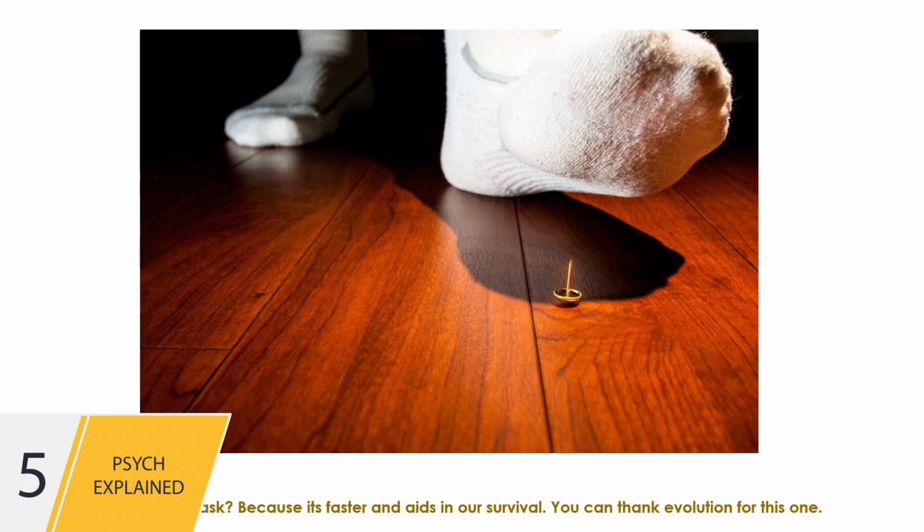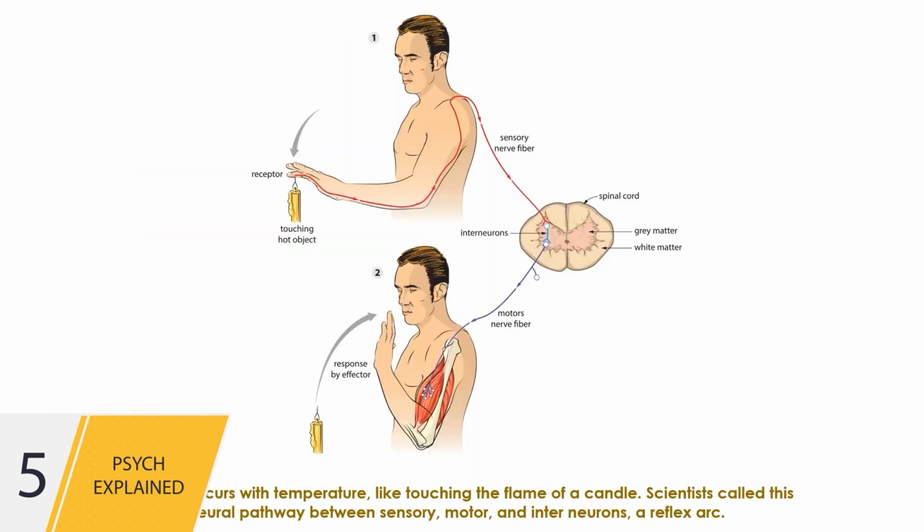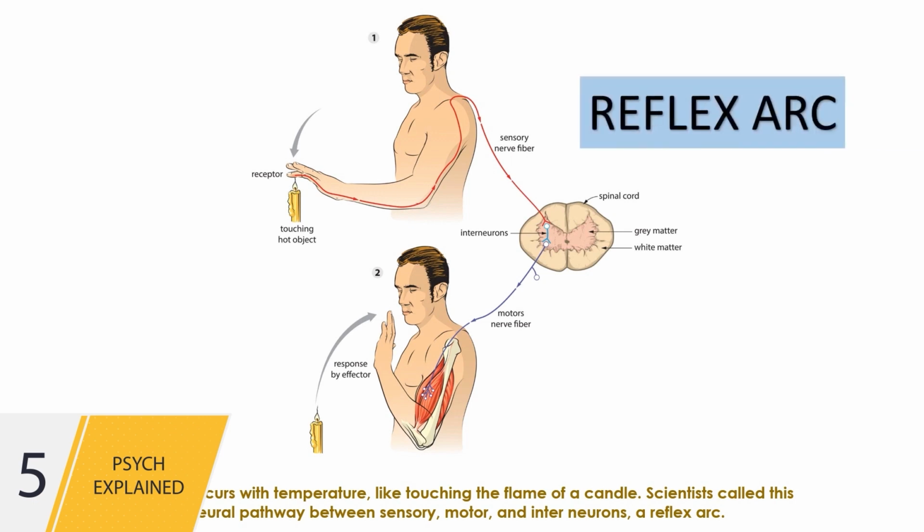Why, you may ask? Because it's faster and aids in our survival. You can thank evolution for this one. This also occurs with temperature, like touching the flame of a candle. Scientists call this neural pathway between sensory, motor, and interneurons a reflex arc.